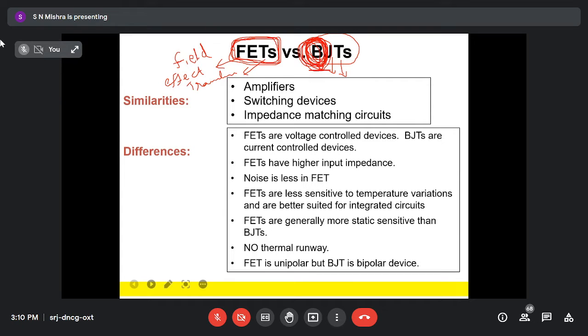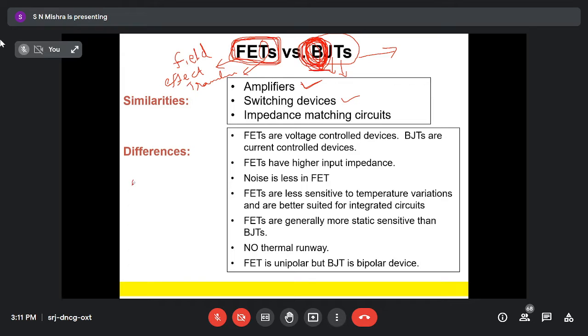First let us discuss the similarity and dissimilarity regarding BJT and FET. So the main purpose of BJT is amplification, so it can be used as an amplifier. As this is also one type of transistor, the FET also can be used as an amplifier. Next one is switching device, like a diode can be used as a switch, a transistor also can be used as a switch.